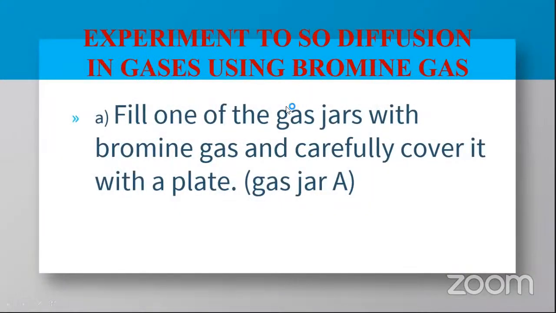So we also have an experiment to show diffusion in gases. Here we use bromine gas. That is diffusion in gases. So if you want to show diffusion in gases, we use bromine gas. Why do we use bromine gas? Bromine gas is brown in color, and so it can easily be seen.